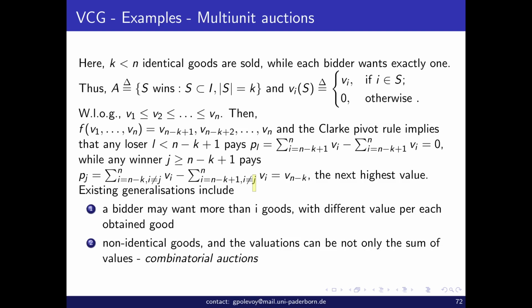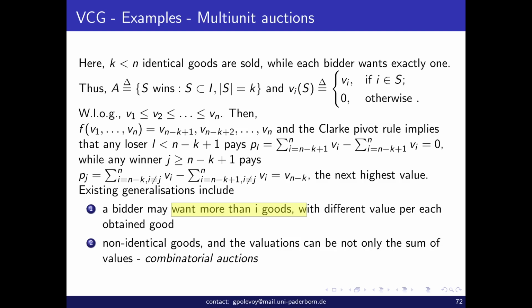One is that each bidder may want more than one good, but then the value may not be the same for each identical good, but may be different for each obtained good. So if, for example, the goods are pieces of bread, the more you get, at some point you get satiated. And the more you get, the less you value it. Now, non-identical goods, that's another generalization.